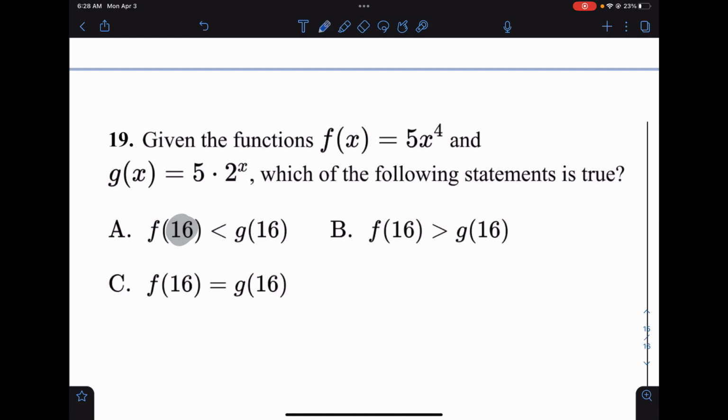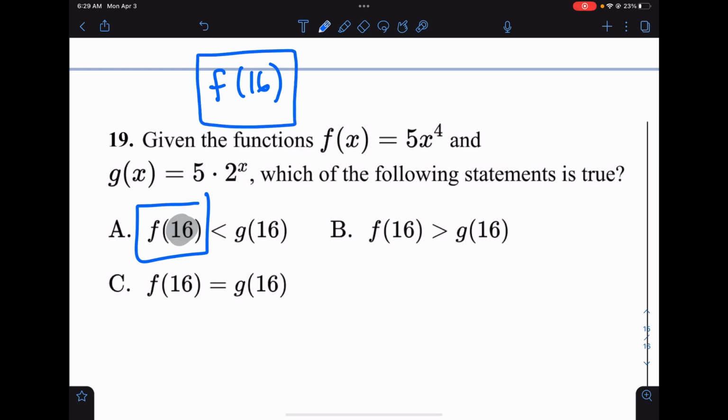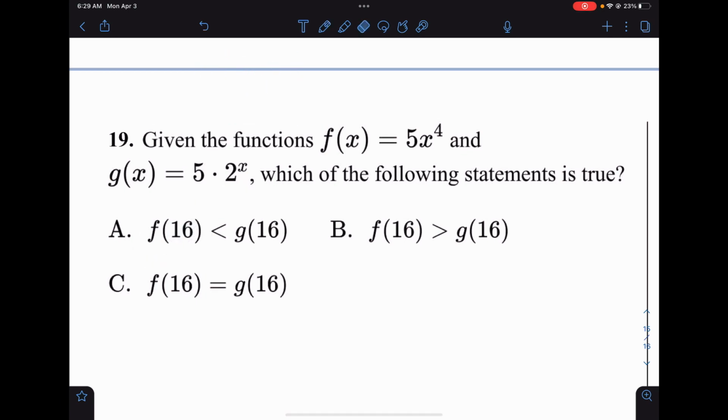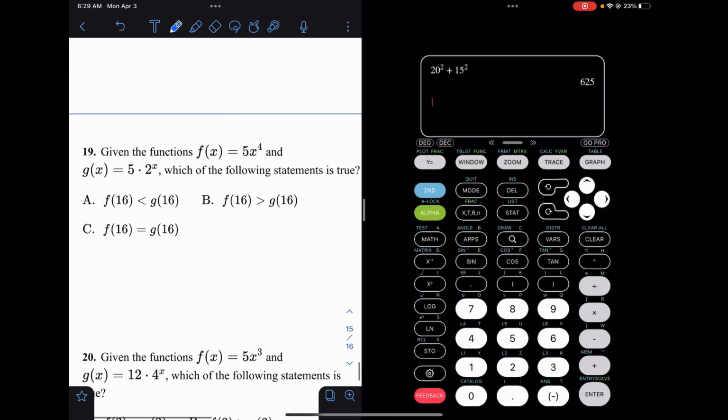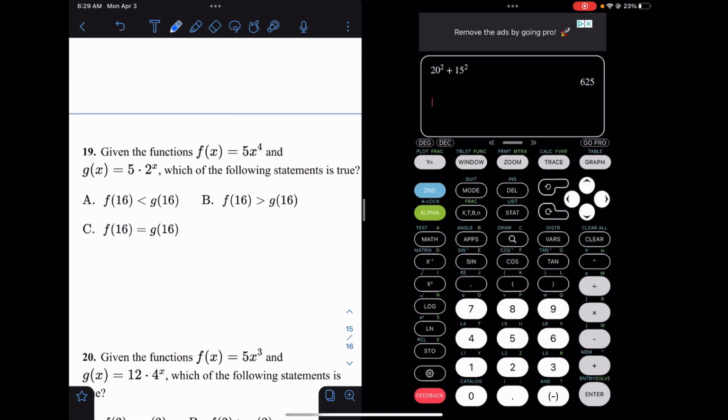Now, when you have the entire thing here, like f of 16, that is essentially your output. So this entire thing is your output. What you're going to do is plug 16 in, get your output, and then compare your outputs. So this first one here, and this definitely is a calculator one, we've got 5 times 16 to the power of 4, because I just went and plugged it in here.